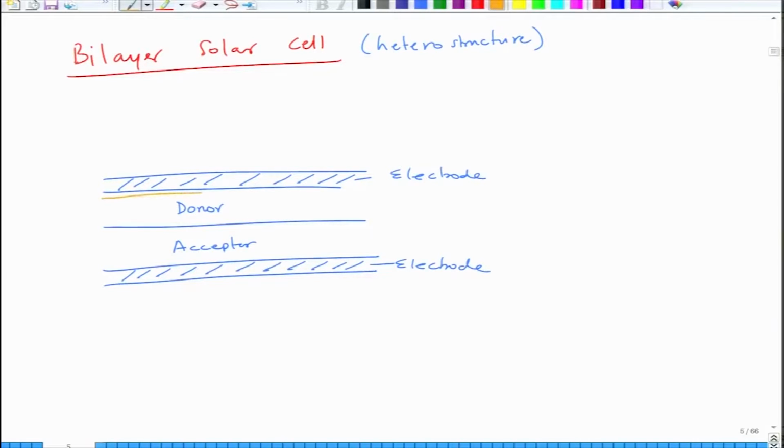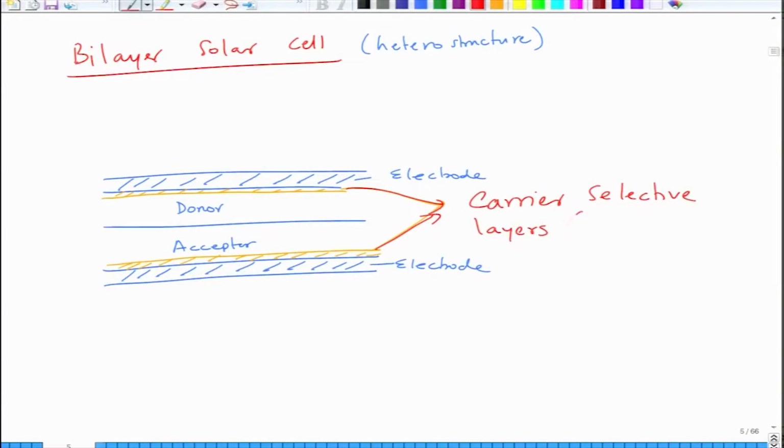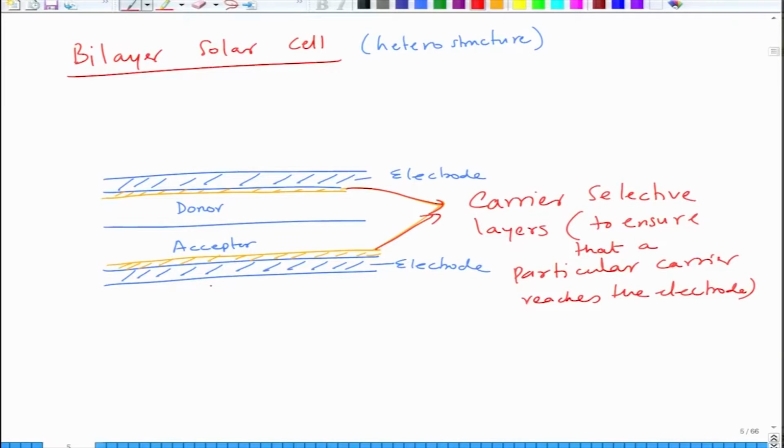In between you can also have sometimes carrier selective layers here and here. So you can have these carrier selective layers such as hole transporting, to ensure that a particular carrier reaches the electrode, right. So basically you can have electron selectivity and hole selectivity.